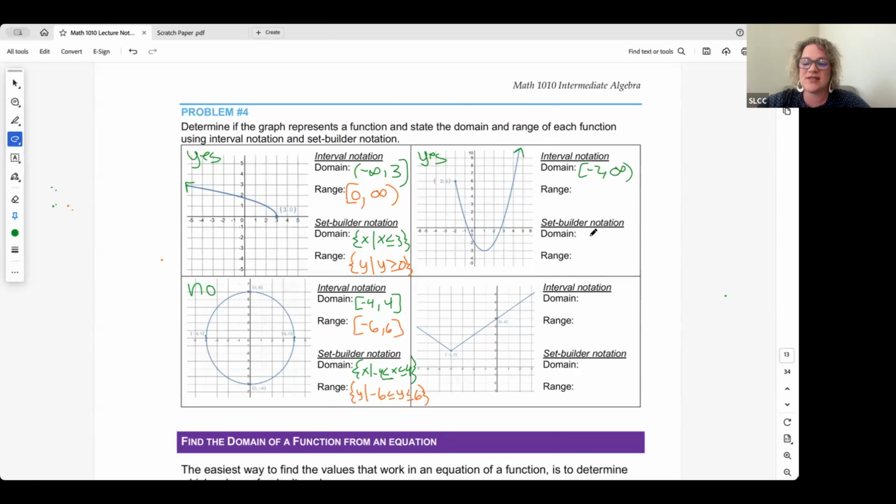Okay, so we can do the set builder notation. X such that x is greater than or equal to -2.